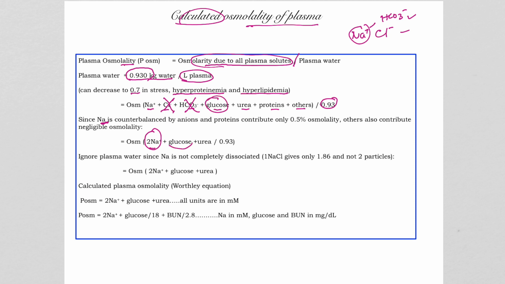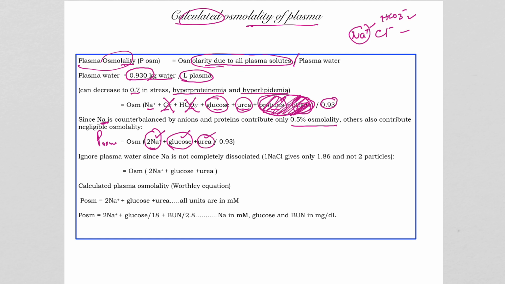So we can multiply the sodium by 2 to calculate this plasma osmolarity. Glucose, we put that into the equation. Urea is another one that can provide osmolarity, and we put that into the equation. Proteins contribute less than 0.5% osmolarity, as well as the other solutes present in plasma. So we can basically ignore this. It's just negligible osmolarity provided by proteins or the other solutes. So basically our equation for calculated plasma osmolarity, POSM, really depends on 2 times sodium plus glucose plus the concentration of urea. Okay.